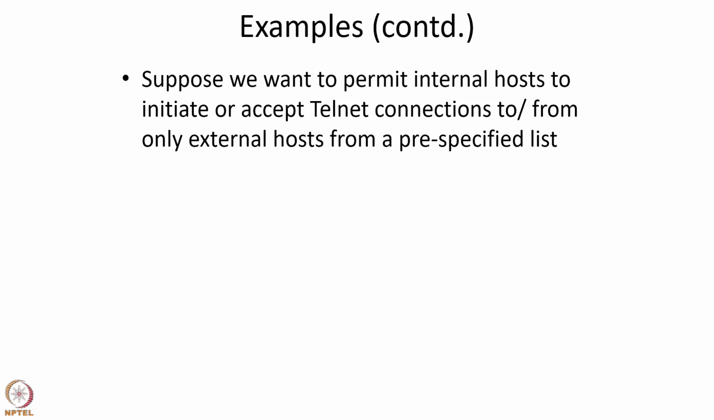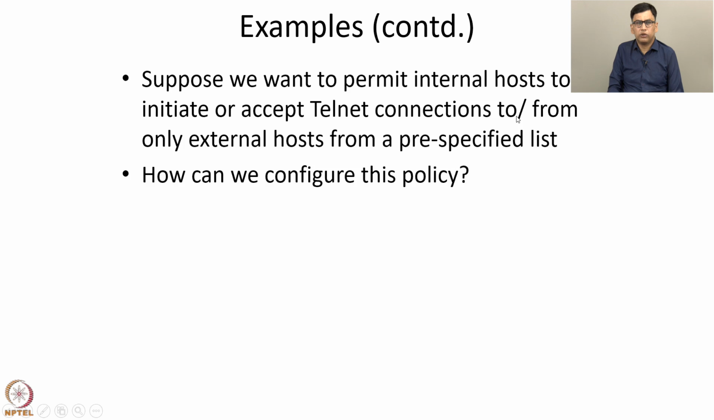Let's look at some additional examples of how we can enforce appropriate firewall settings. Suppose you want to permit internal hosts to initiate or accept telnet connections to and from only external hosts from a pre-specified list. So how can we configure this policy? We know the IP addresses of the external hosts from this list. So we want to only allow telnet connections to or from external hosts from this list of IP addresses.